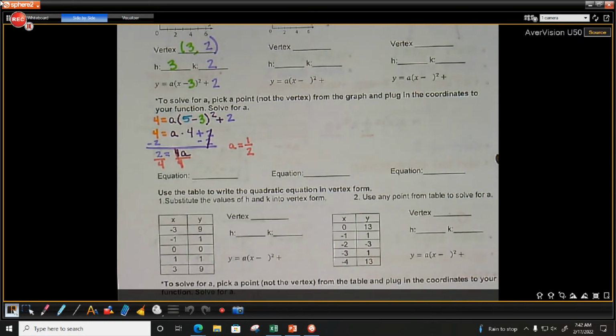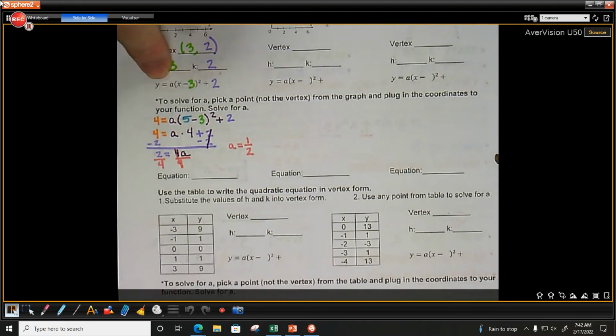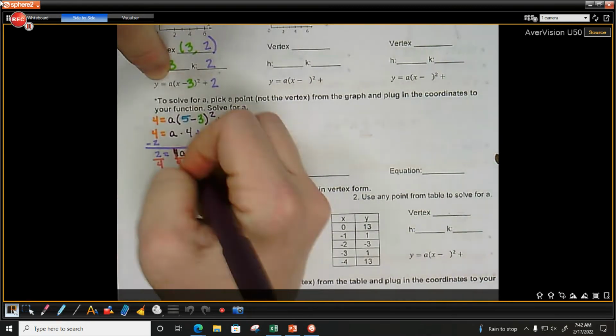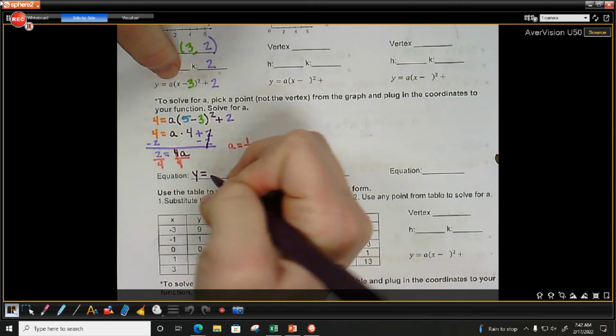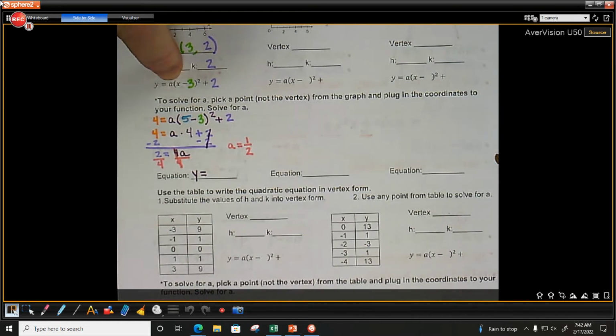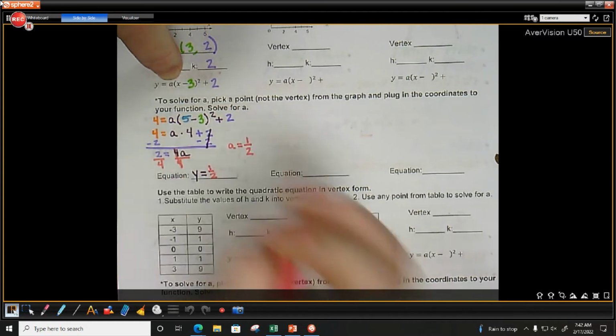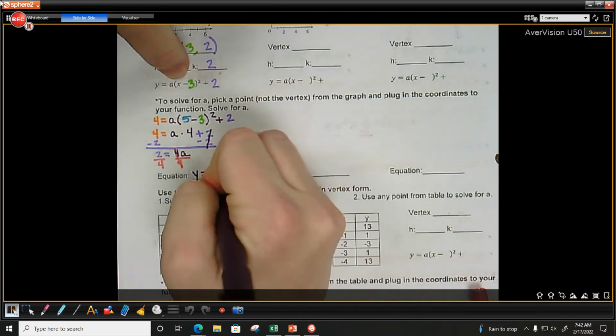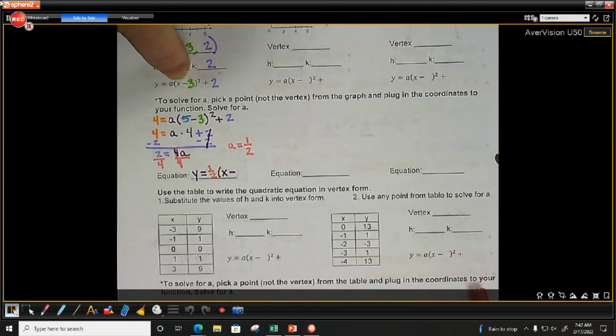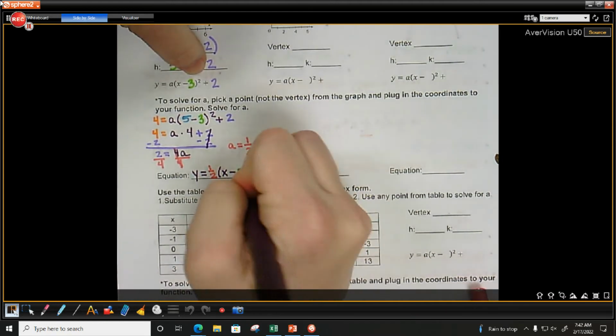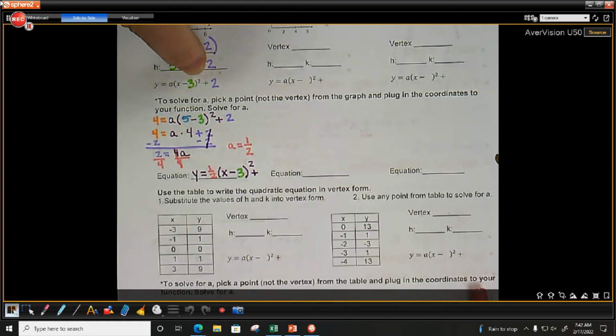To write your equation in vertex form, you need your A, H, K. We found the H, K from the graph. We just solved for A. So I'm going to rewrite this as Y equals, not A, but what did we just calculate A to be? 1/2 times X minus 3 squared plus 2.